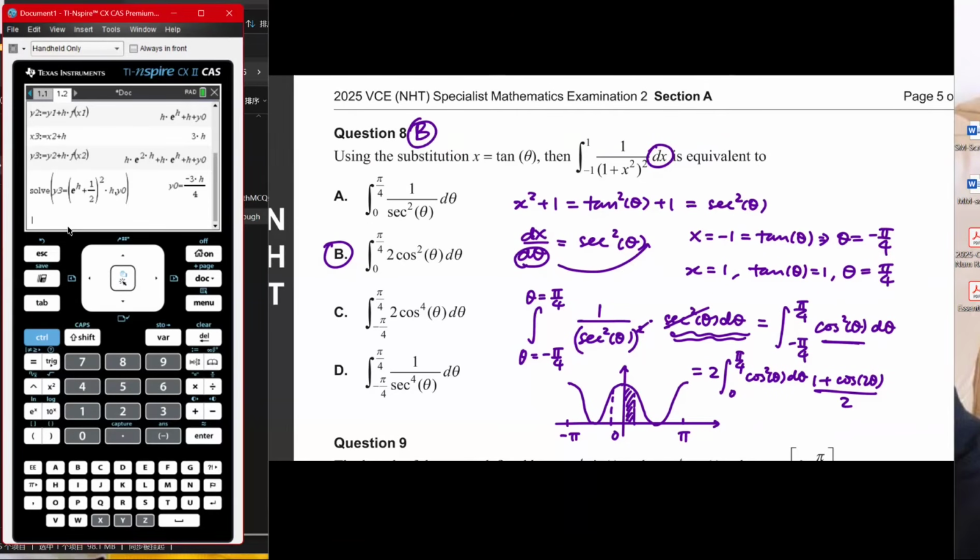Alternatively, you might want to use your CAS calculator to double check. For example, shift class, integral from minus 1 to 1 of 1 over bracket 1 plus x squared, whole thing squared, dx. And if you try option B, just type it out like 0 to pi on 4, two lots of cosine, let's just use t squared, dt. That is true, so option B must be correct.